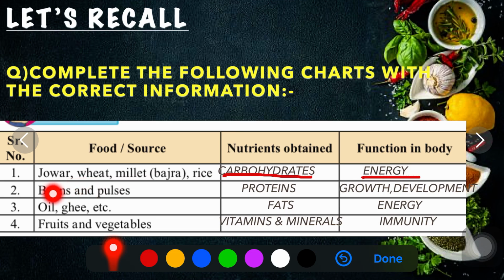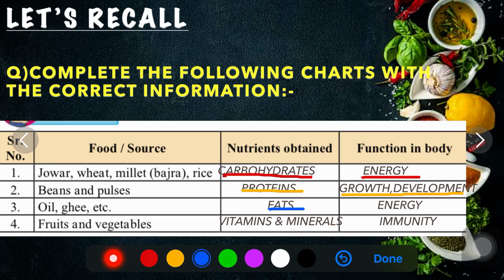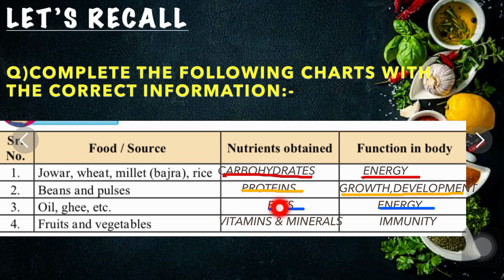Next is beans and pulses. So we are getting protein from it and it is essential for the growth and development of our body. Next is oils, ghee, etc. These food sources provide fat and it is responsible for giving energy to our body as well as fatty substance. But taken in excess, it will be stored and will result in obesity. So everything should be in a limit.